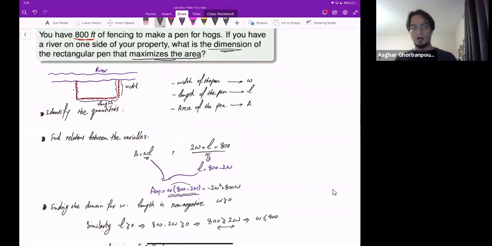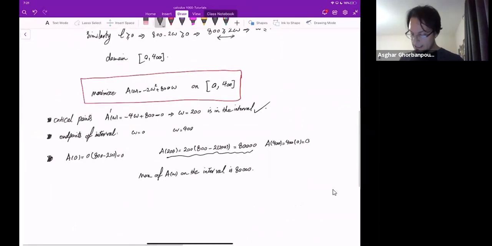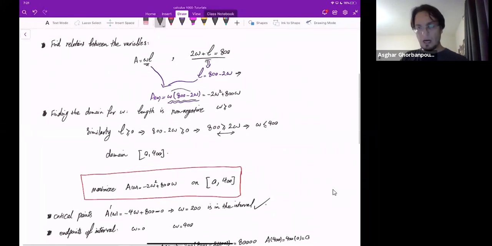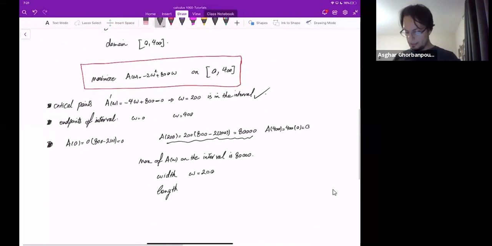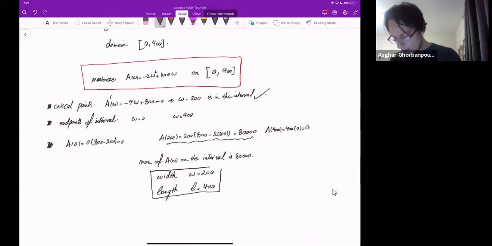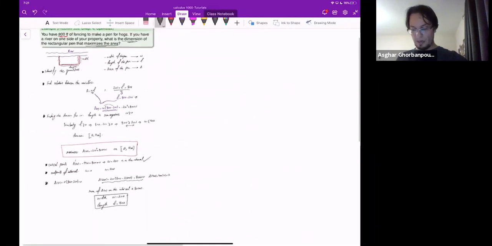But what is important for us, if you go back to the question, is that we want to find the dimensions of that rectangle. So in this case, we know that the width, which we denoted by W, must be 200. The length, well, just plug it in here. 200 times 2 is 400. 800 minus 400, that's the length, is 400. And the maximum area for the pen will happen when we choose the width to be 200 and the length to be 400 feet.